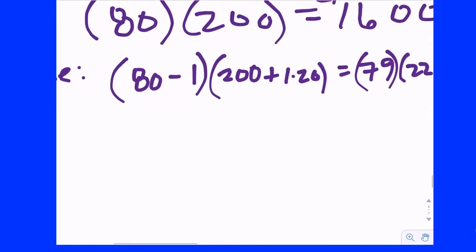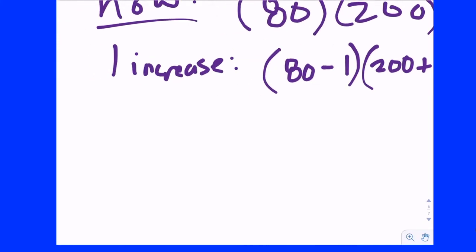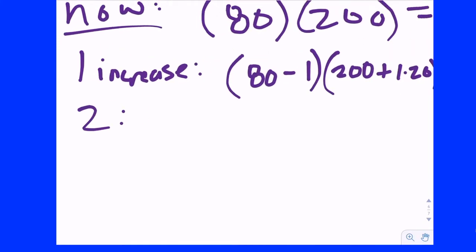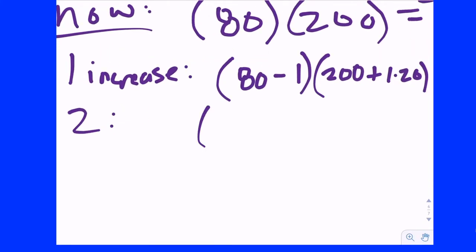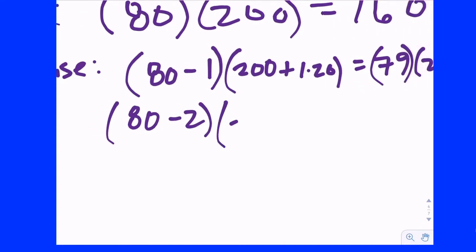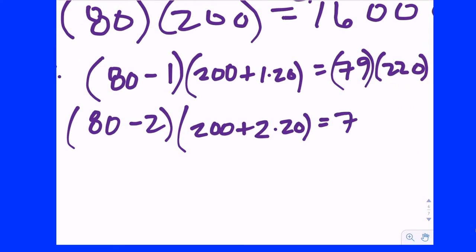Well, if I could do it once, can I do it twice? Let's see. Let's raise it twice. 2 increases. Now I'm going to have 78 people, also known as 80 minus 2. My new rent to charge is 200 plus 40, or 2 times 20. So it ends up being 78 times 240.